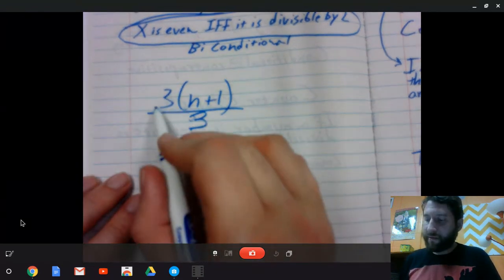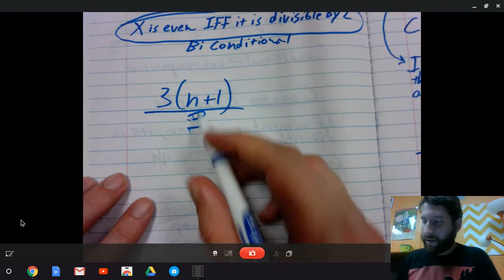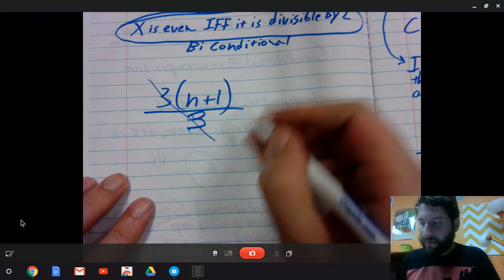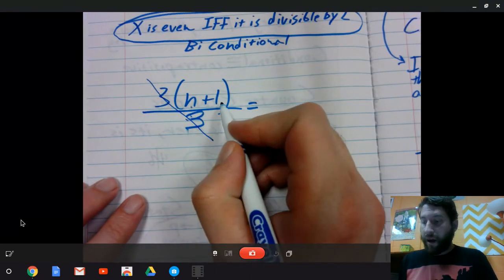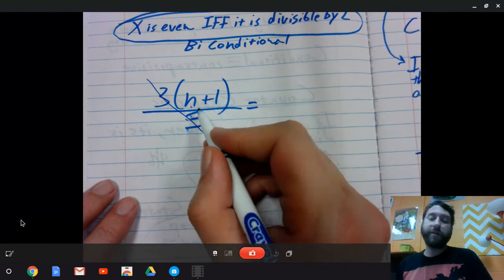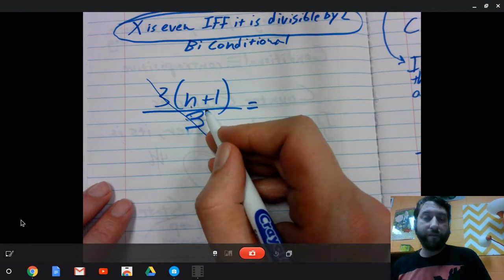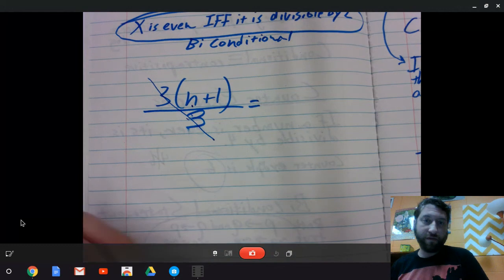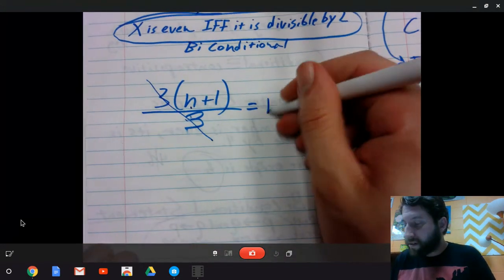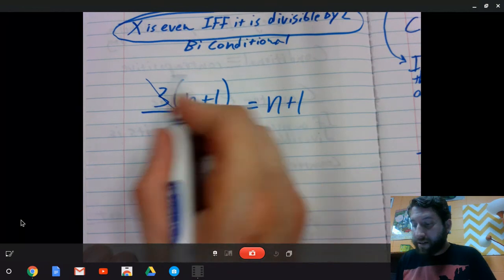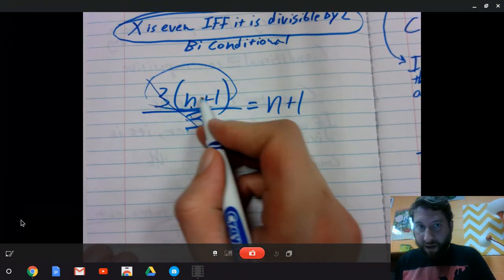But look at what happens. 3 over 3. Well, guess what? That cancels out, right? So I'm going to get a whole number. n is a whole number. If you add 1 to any whole number, you're still going to get a whole number. Add 1 to 5, you're going to get 6. Add 1 to 1,000, you get 1,001. You still have a whole number. All right, so this cancels out, and I'm just left with a whole number. So this term is divisible by 3.